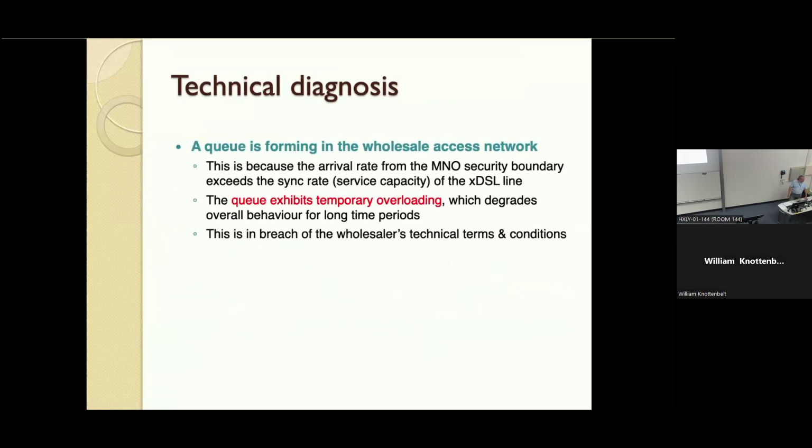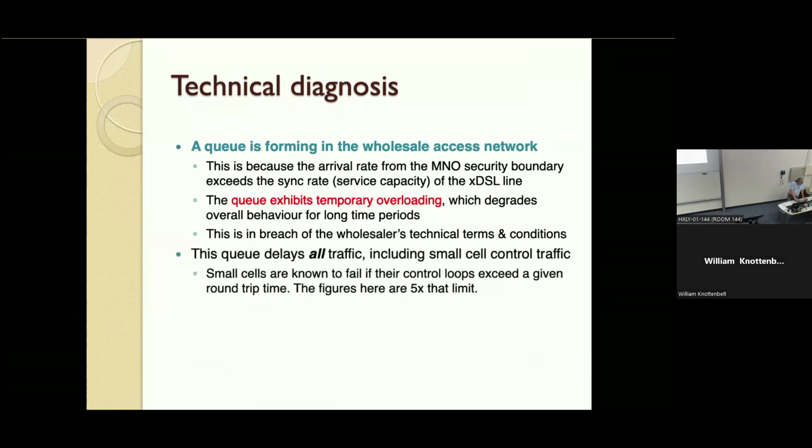So there's a queue forming in the wholesale access network. The arrival rate from the MNO security boundary is exceeding the server's capacity of the XDSL line. This causes a temporary overloading behavior, but this temporary behavior, which happens very quickly, has a long-lasting effect, okay? So this is in breach of the contract, which does not allow for such a long degradation, okay?